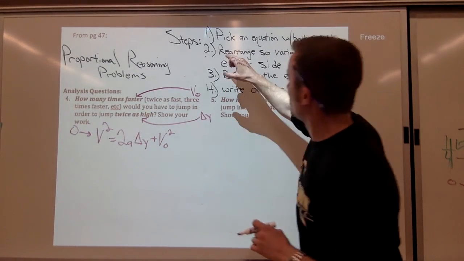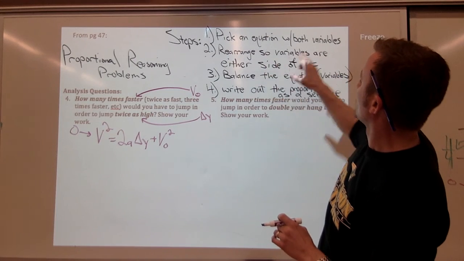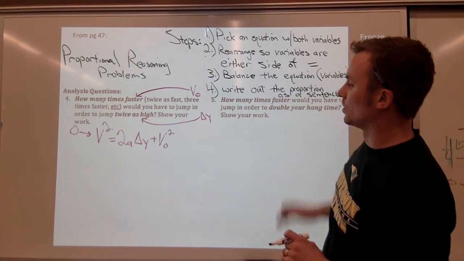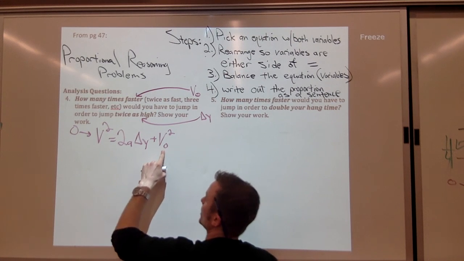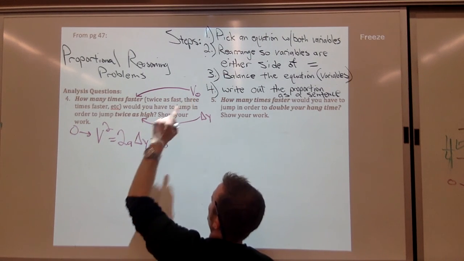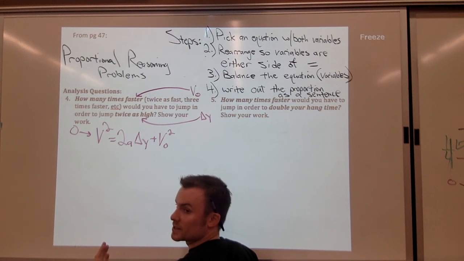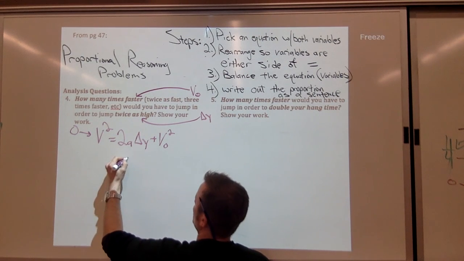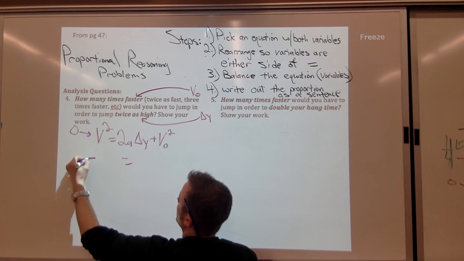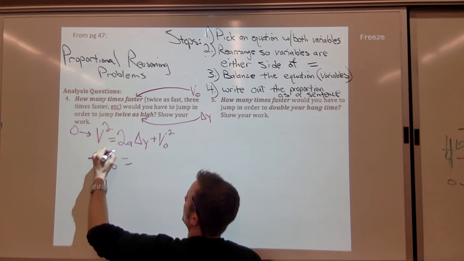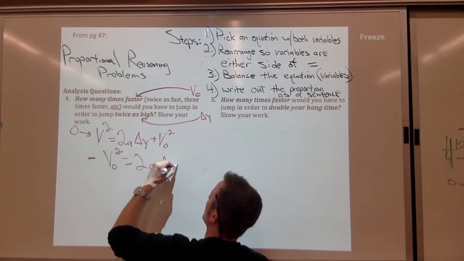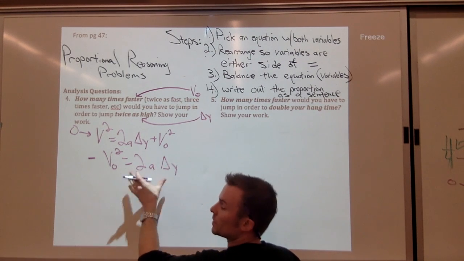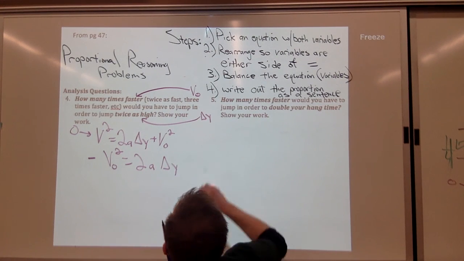Now, I'm going to do step 2 here. Rearrange so the variables are on either side of the equals sign. So all I'm going to do is take this velocity and put it over here so that my v naught and my delta y are on opposite sides of the equal sign. Now, I left a little space in here, and you'll see why in the next step.